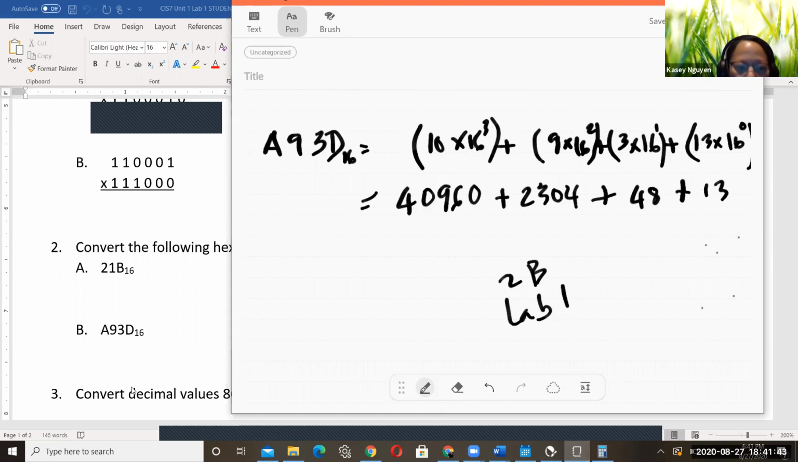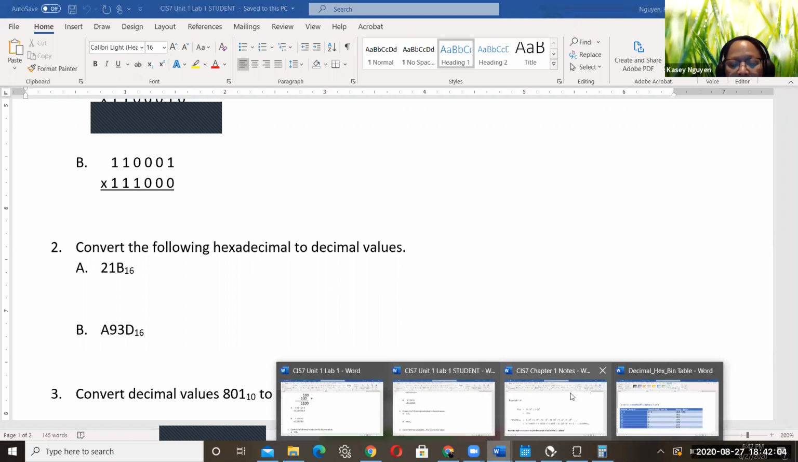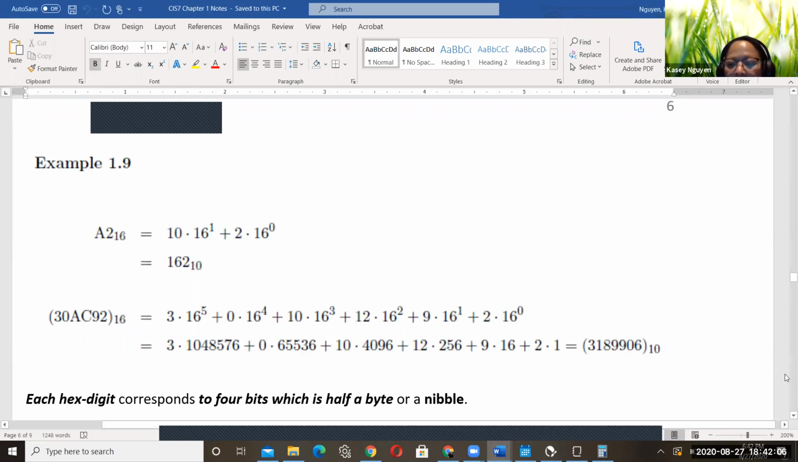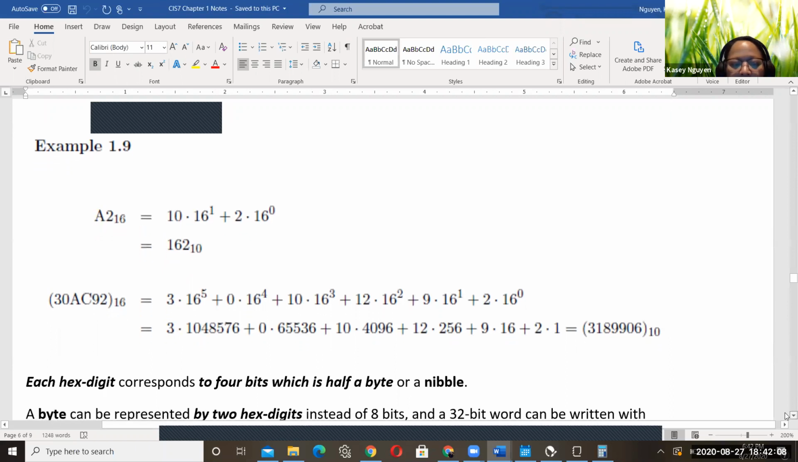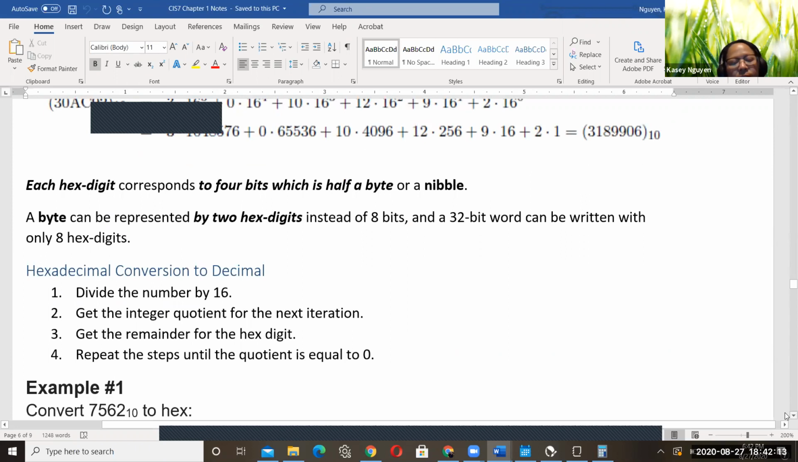Okay. So we spent a little bit of time to go from hexadecimal to decimal. Now we got to go in reverse. As we use the multiplication method to go from hex to decimal, when we go in reverse, we would do the division method. So I'm going to go to notes real quick and give you a little bit more on the instruction.